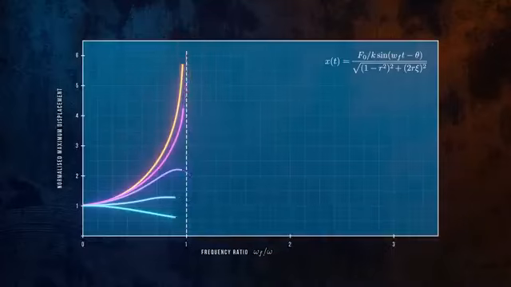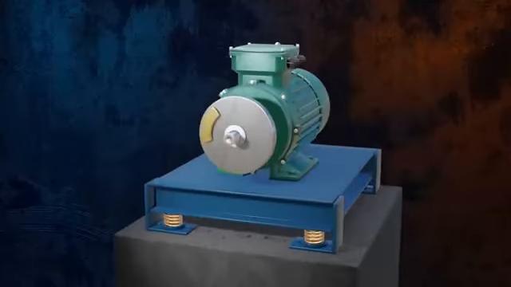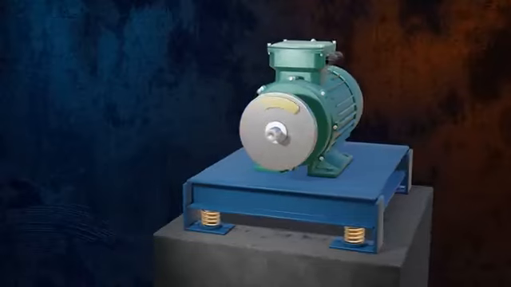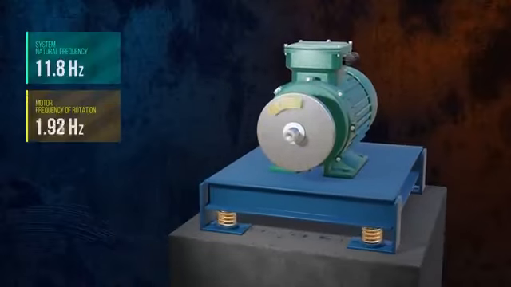We can see this effect if we adjust the speed of the unbalanced motor. As the frequency of the force caused by the eccentric mass approaches the natural frequency of the system, the displacements become very large.